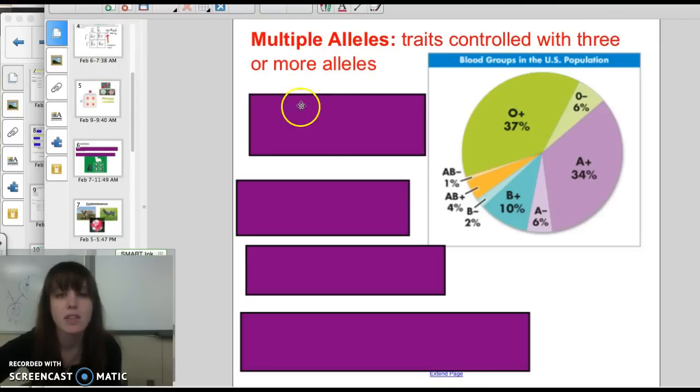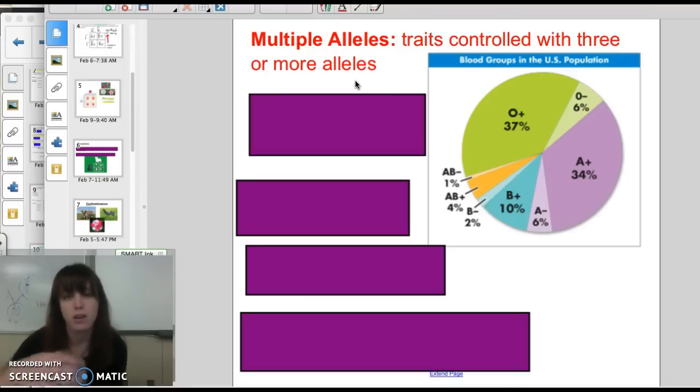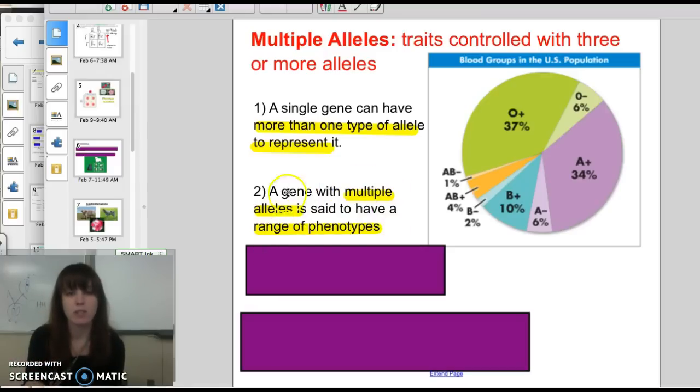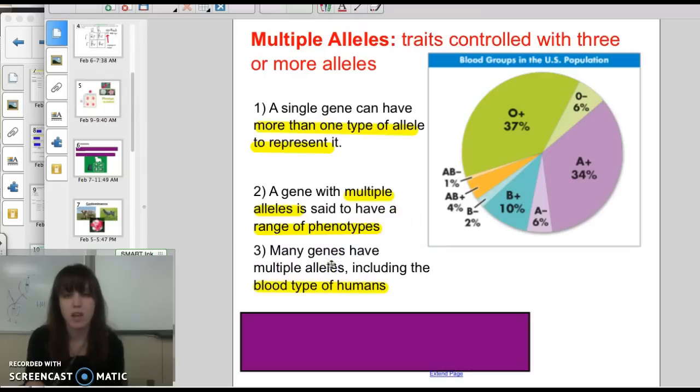Okay, another type is called multiple alleles, and these are traits that are controlled with 3 or more alleles. So a single gene can have more than one type of allele to represent it. For instance, we've looked at genes that had just one type of allele, like big T, little t for tall and short. However, you can have multiple alleles with a range of phenotypes.